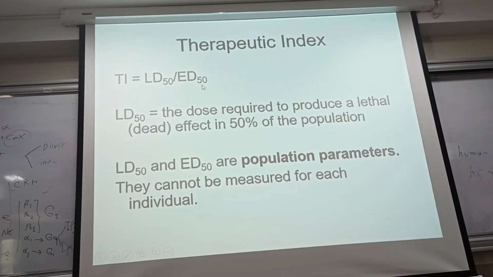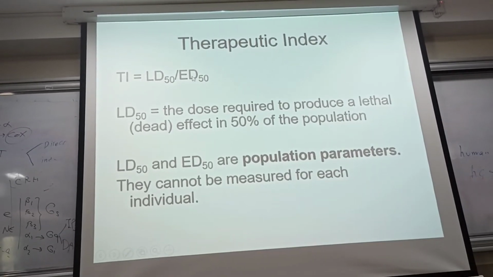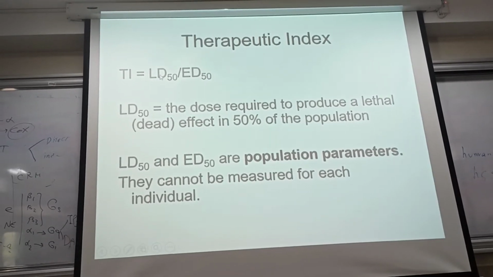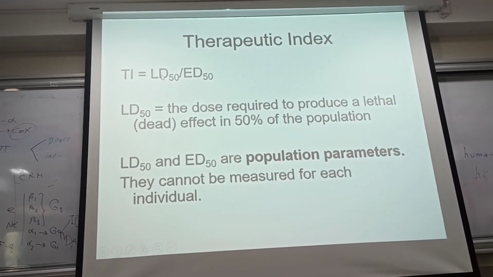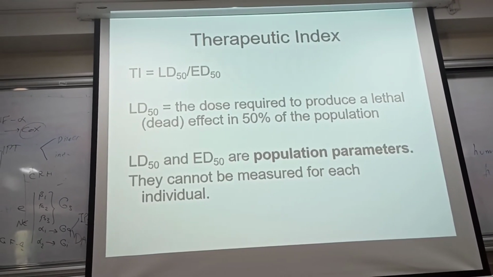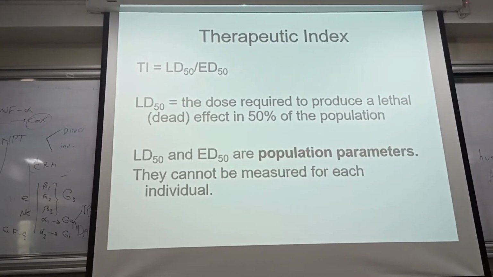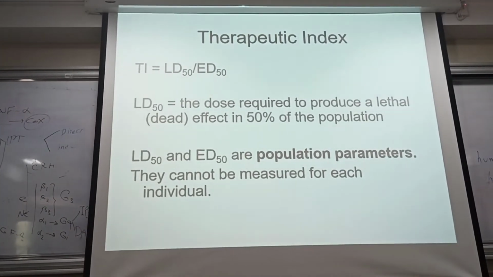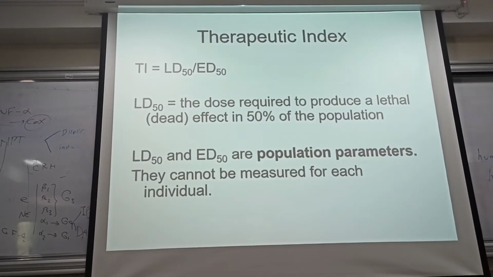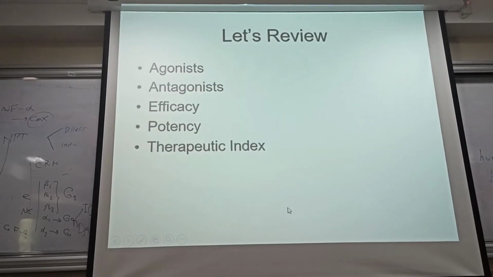And here you see again the formula, LD50 to ED50. LD is the lethal dose that kills. And ED is the effective dose that can produce the pharmacological effect or therapeutic effect. And the ratio is the therapeutic index.